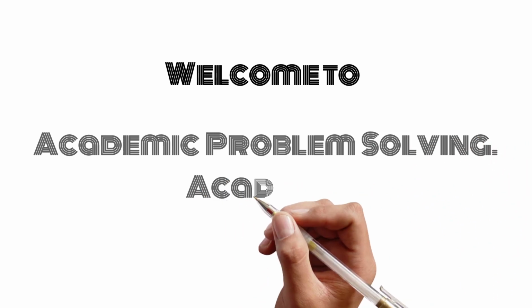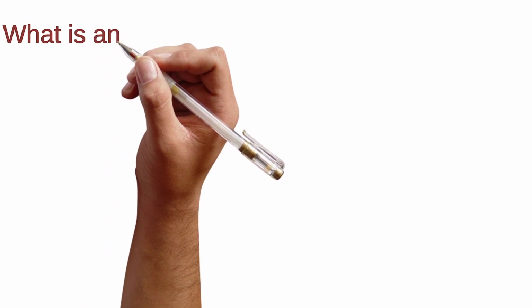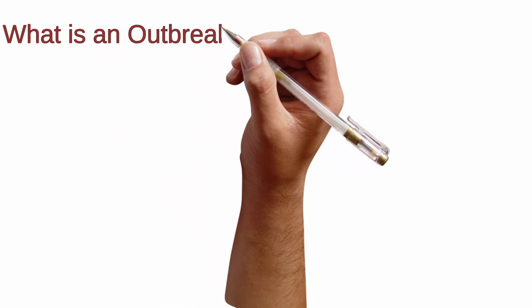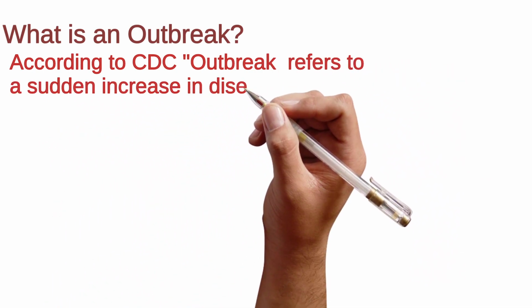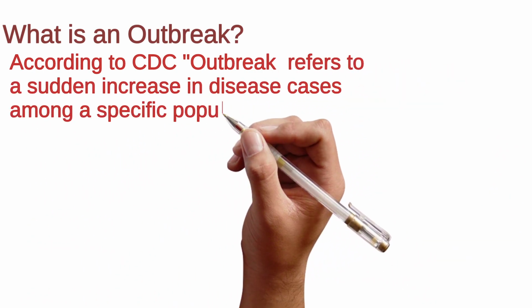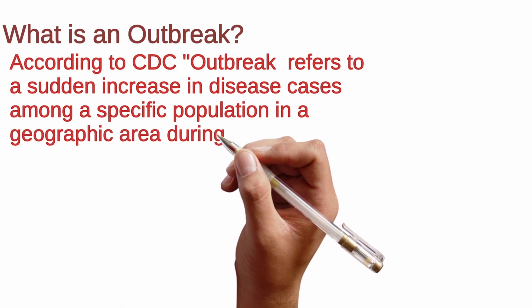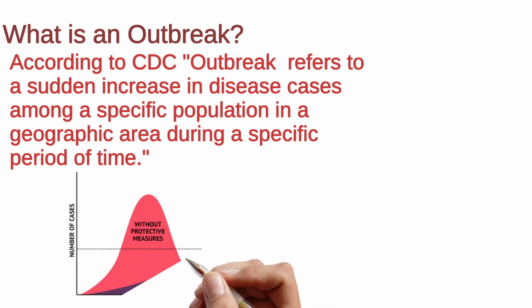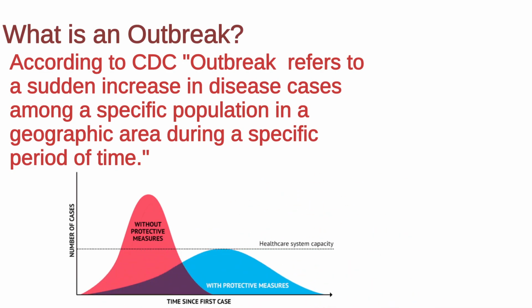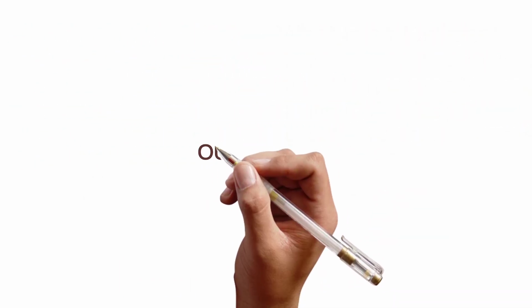Today I will be taking you guys through outbreak investigation, but first we should start by defining what an outbreak is. According to the Centers for Disease Control, an outbreak refers to a sudden increase in the number of disease cases among a specific population in a geographic area during a specific period of time. So as you can see, we have a curve there showing an outbreak.